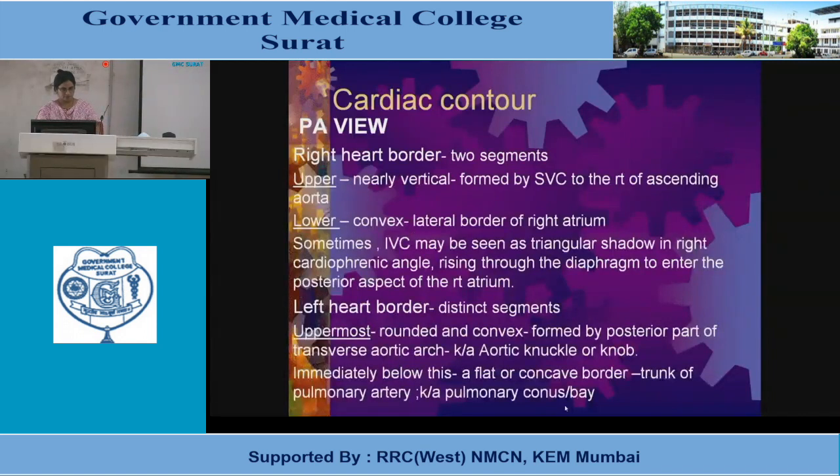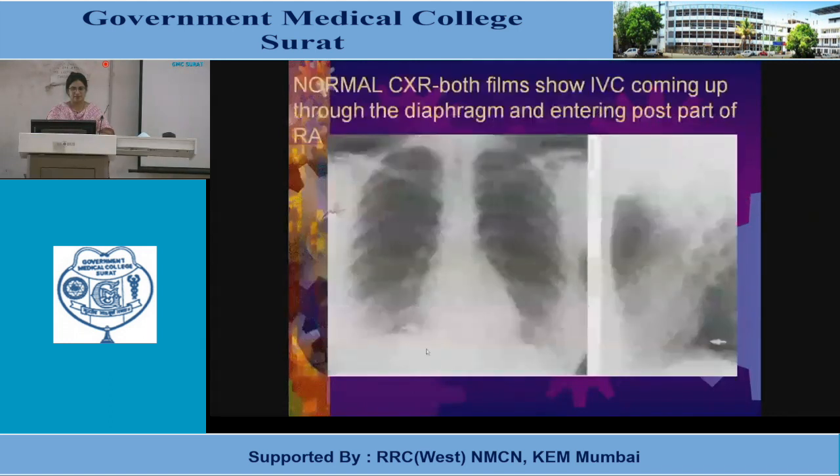Cardiac contour. On the PA view, the right heart border has two segments. The upper is almost vertical. It is formed by the SVC to the right of the ascending aorta, while the lower border is convex, formed by the lateral border of the right atrium. Sometimes the IVC may be seen as a triangular shadow in the right cardiophrenic angle, rising through the diaphragm to enter the right atrium. You can see this is the IVC coming up through the diaphragm and entering the posterior part of the right atrium. Again on the lateral view you can see it. So this is the cardiophrenic angle.